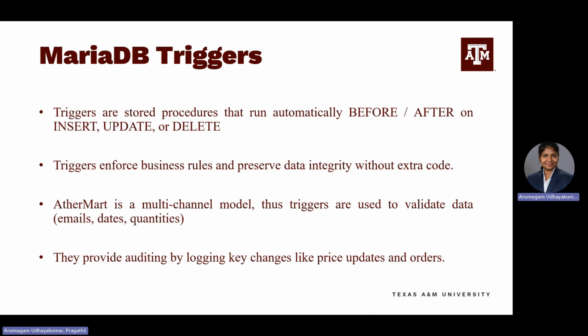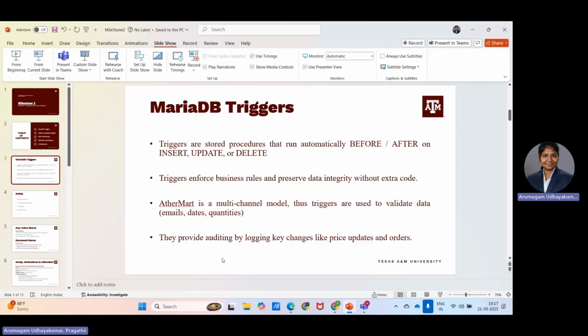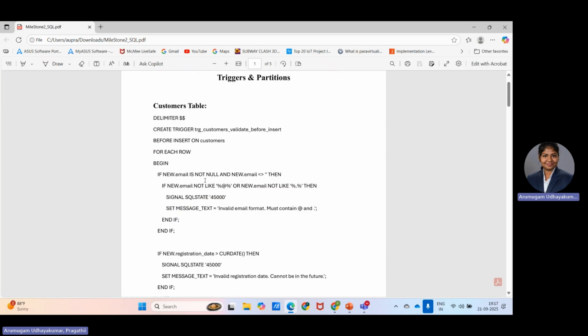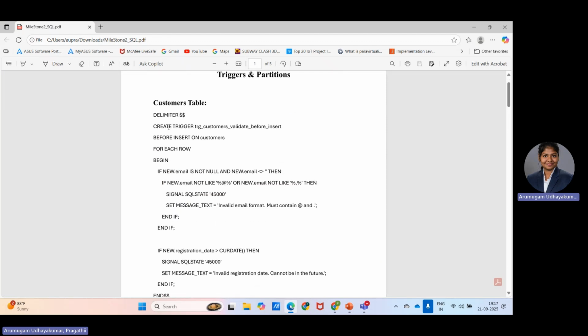In the context of Ethermart, Ethermart is a multi-channel model, and thus it will receive its data from various sources, and it will not be synchronous in similar structure. Thus, we have to utilize triggers to validate the data before any of the DML commands have been performed. Additionally, we can use triggers to log any key changes that are happening in the database. In this project, I have implemented three triggers in the customers, products, and orders tables.